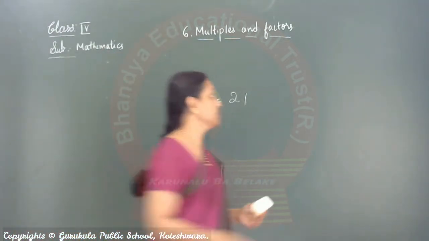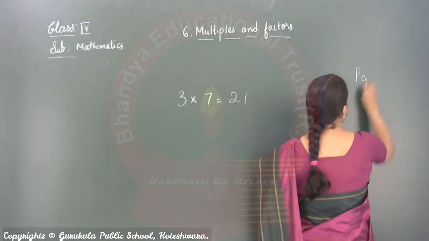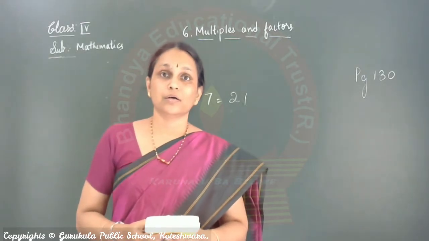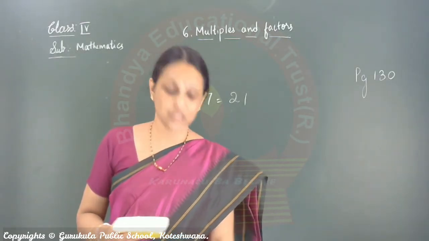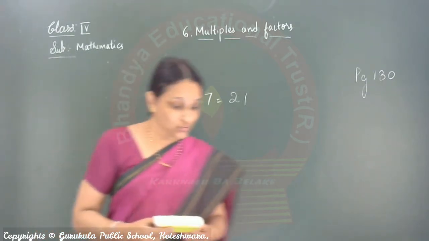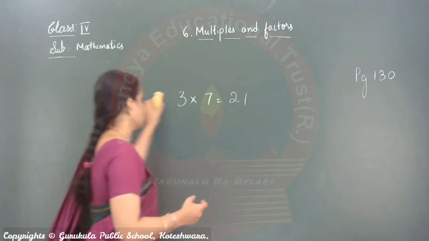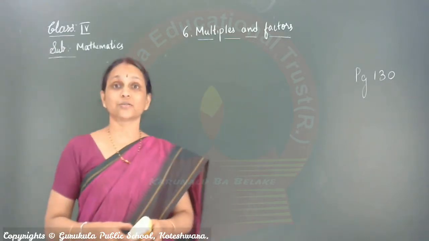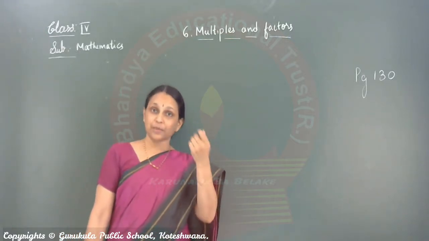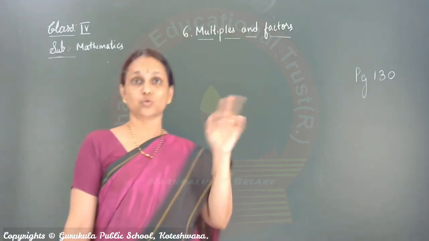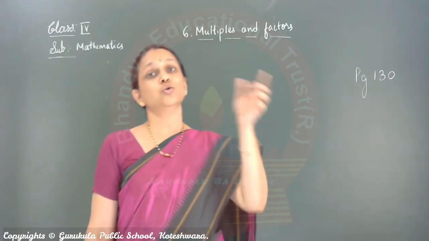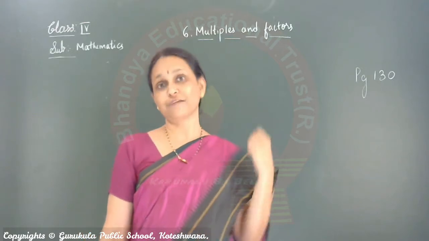Just move on to page number 130. Open page 130. There are some properties of factors given there. Let us go deep into it. First one says 1 is a factor of every number. What is a factor? When you multiply two numbers that are factors, you get a multiple, or the answer.